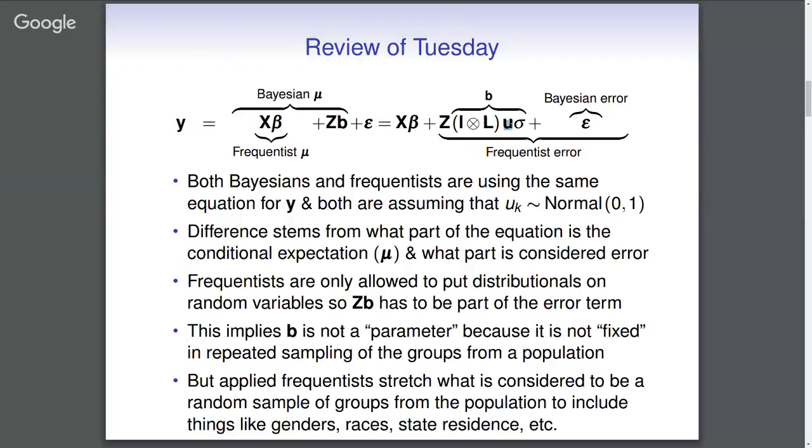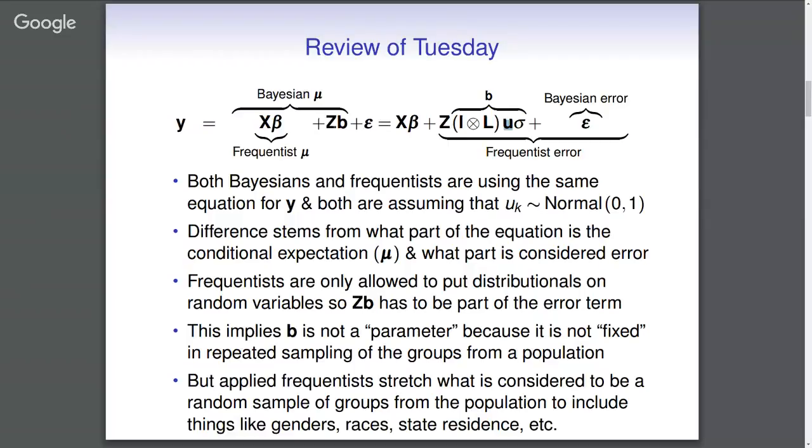In that case, the appropriate research design would be to consider the school-specific variables to be part of the X rather than part of the Z. So from a frequentist perspective, you really have to be explicit as to what sort of research design you're imagining repeating over and over and over again. Are the schools changing, or are the schools remaining the same and only the students change?